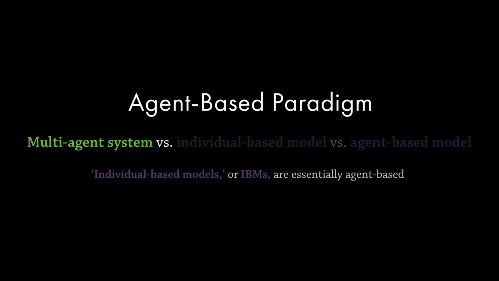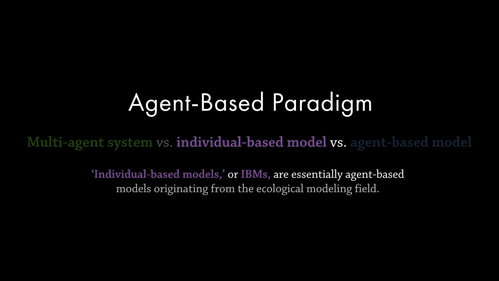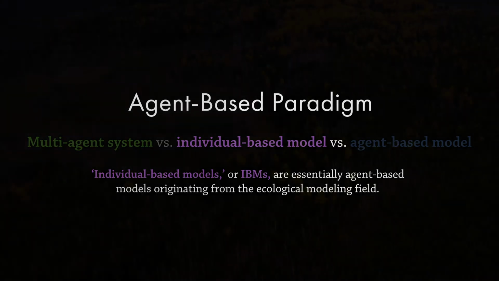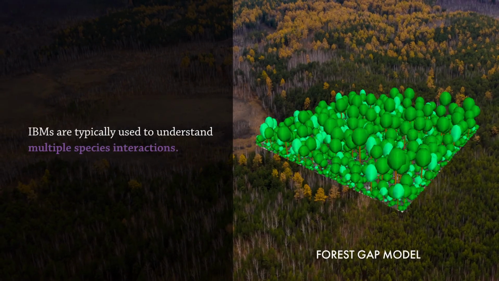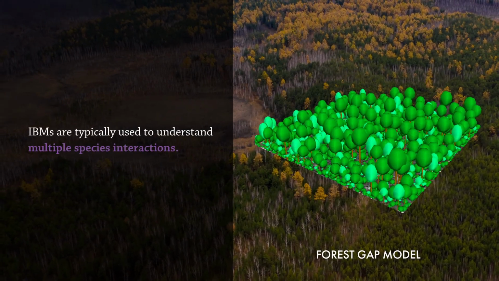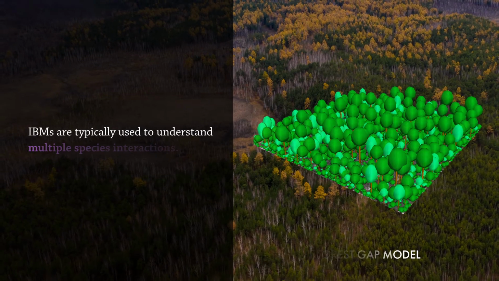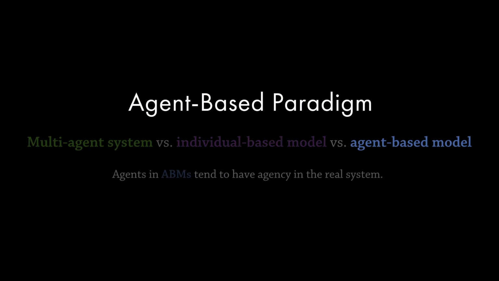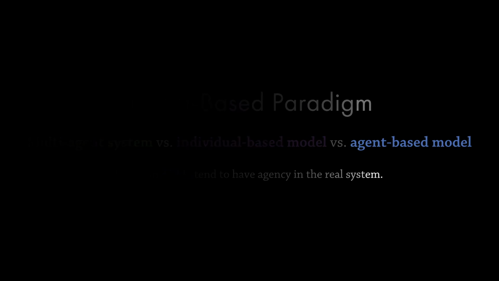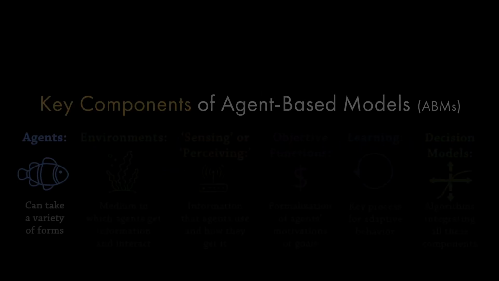Individual-based models, or IBMs, are essentially agent-based models originating from the ecological modeling field. Just like in MAS models, agents can either be animate or inanimate entities. IBMs are typically used to understand multiple species interactions, such as in a forest gap model. The only real distinction between ABMs and the other terms is that agents and ABMs tend to have agency in the real system, and thus there is more attention paid to modeling cognitive processes and complex social interactions.